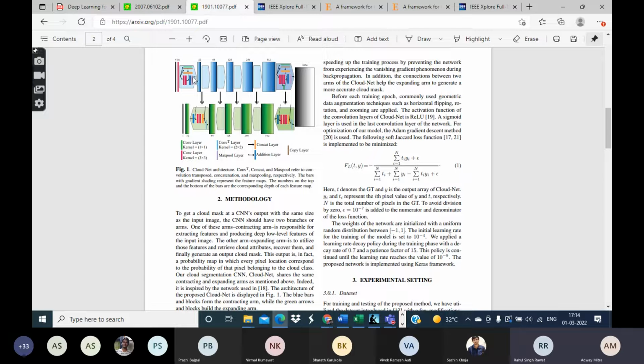So basically, it's a sequence of convolutional layers, as you can see, and so they have convolution, concat, that is where they concatenate the outputs of different layers, and max pool. The bars with gradient shading represent the feature maps. So these are basically the feature maps which we have been talking about. According to them, these feature maps capture the semantic features of the cloud.